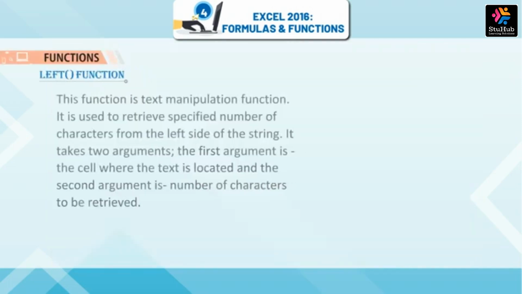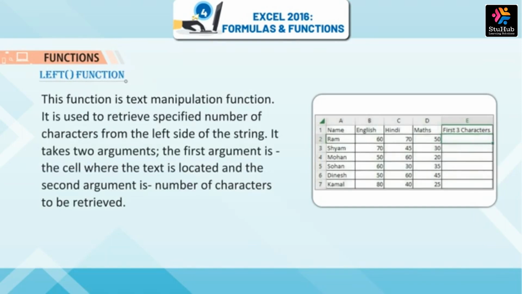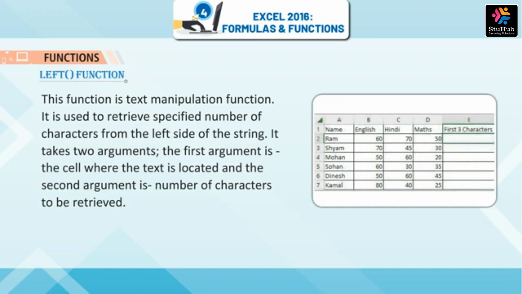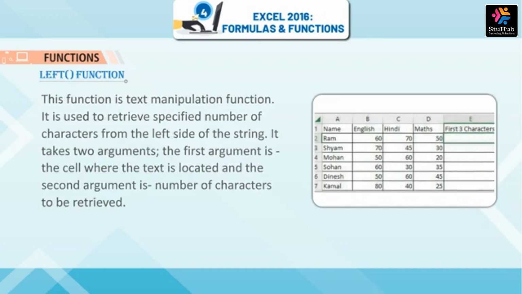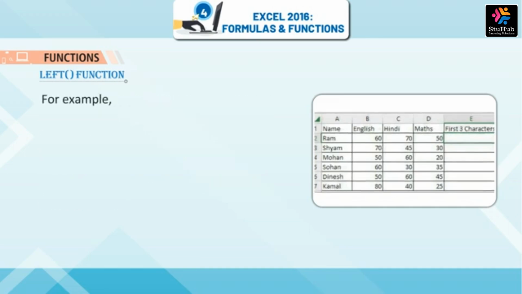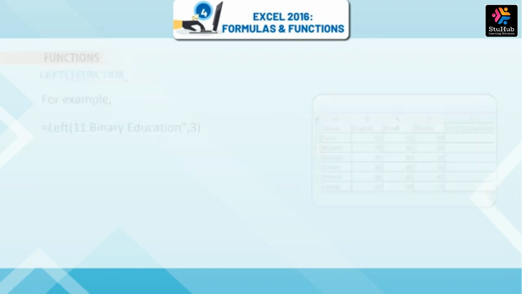LEFT function. This function is a text manipulation function. It is used to retrieve a specified number of characters from the left side of the string. It takes 2 arguments. The first argument is the cell where the text is located and the second argument is the number of characters to be retrieved. For example, =LEFT(A2,3).